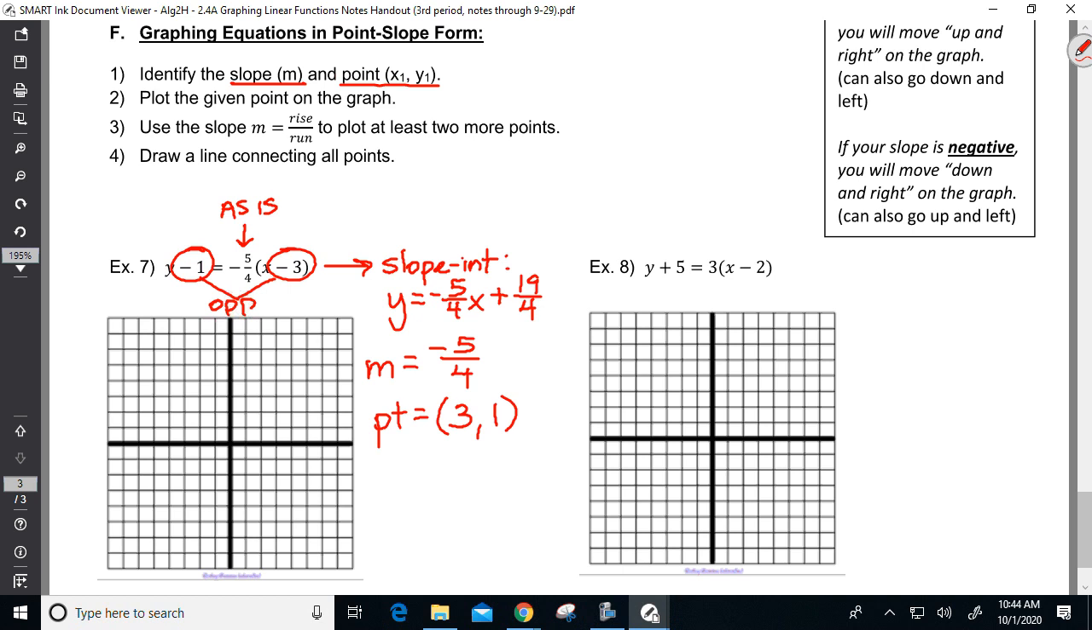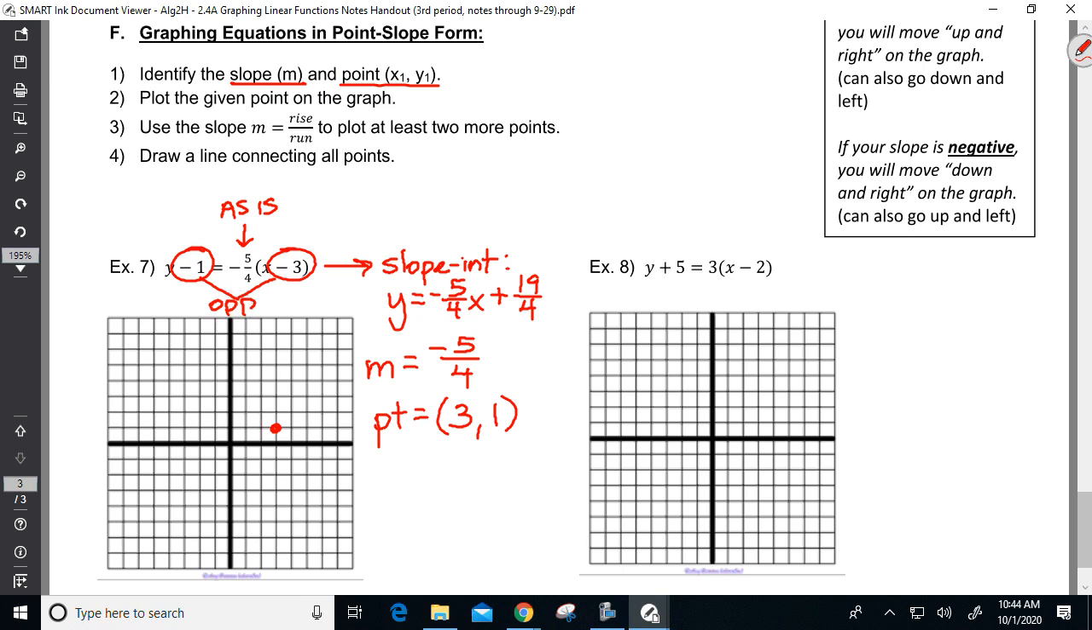So, that's step 1. Step 2, plot the given point on the graph. So, 3 comma 1, 3 comma 1. So with point slope form, you're not starting on the y-axis. Most of the time, you're not starting on the y-axis. Use the slope to plot at least 2 more points.